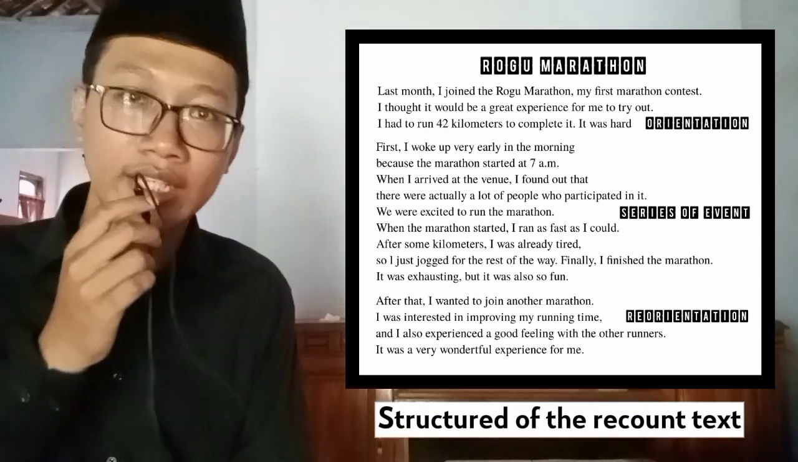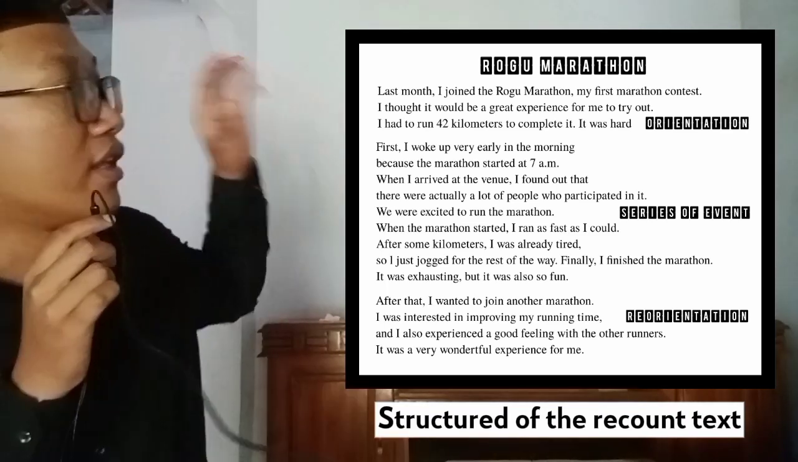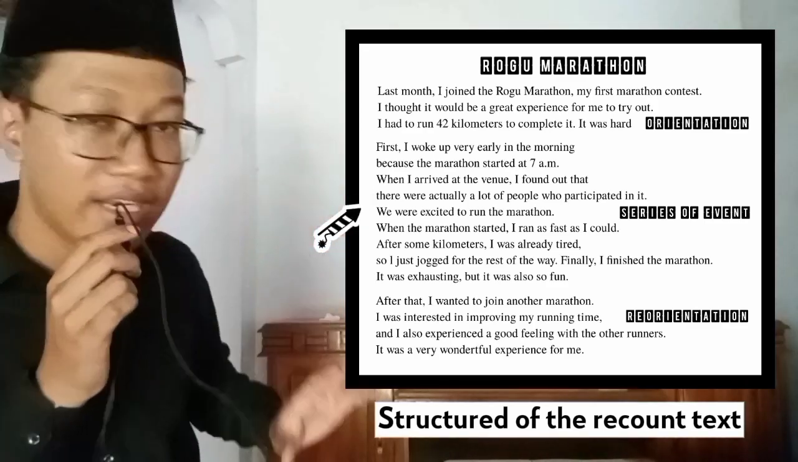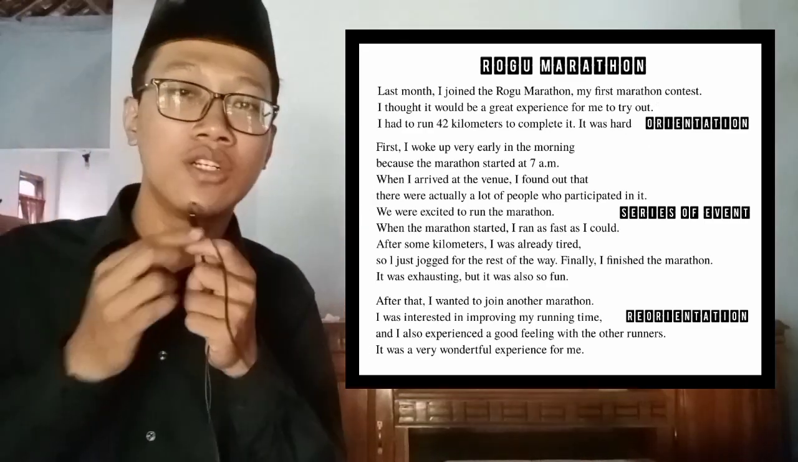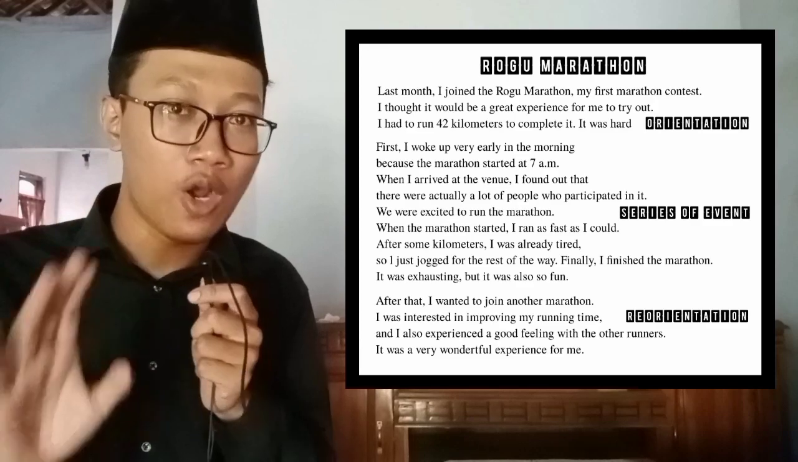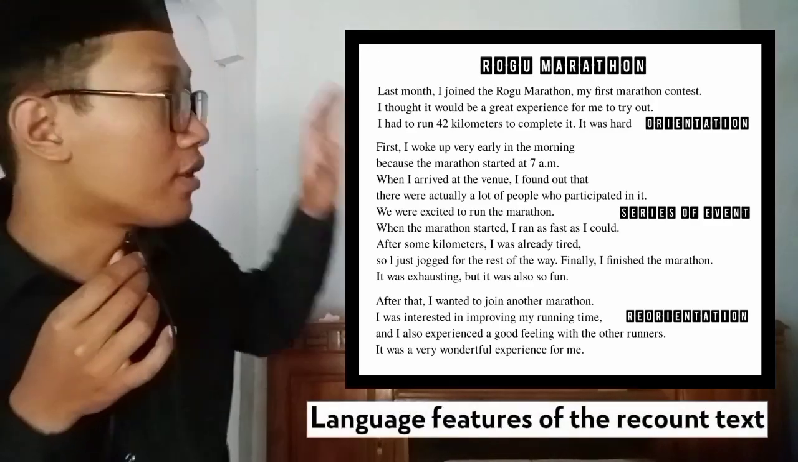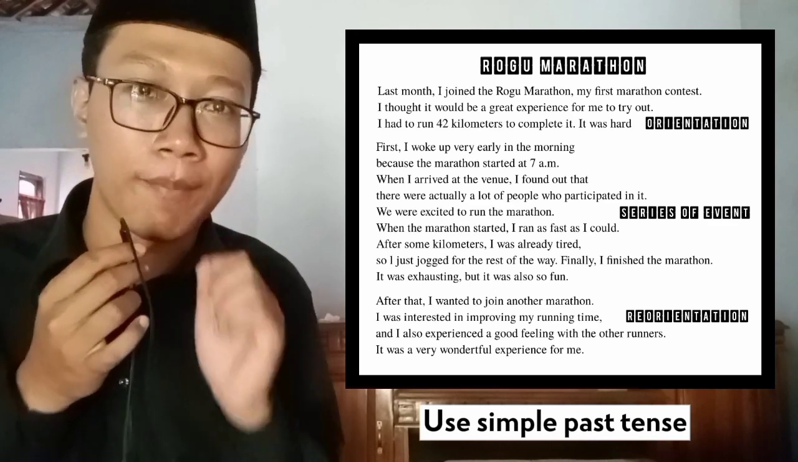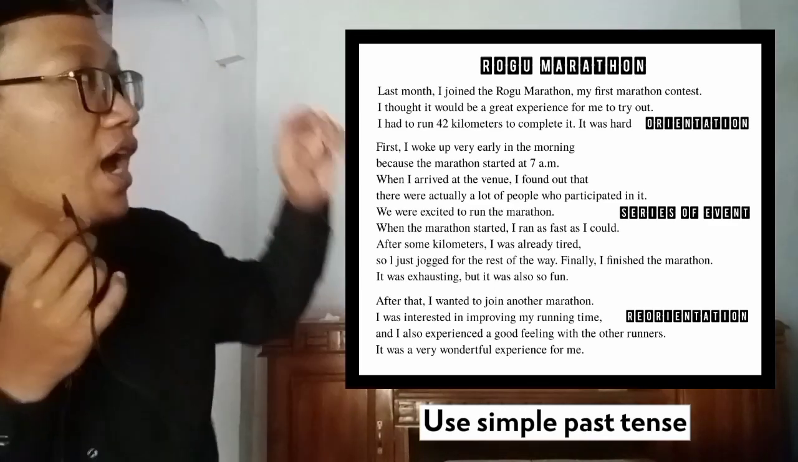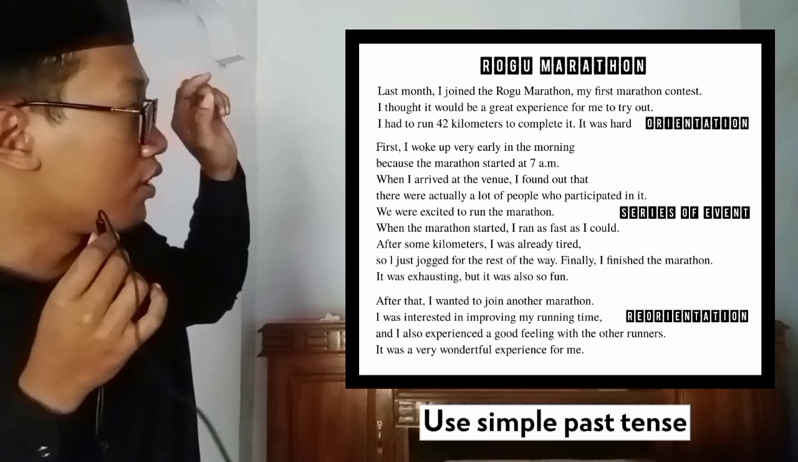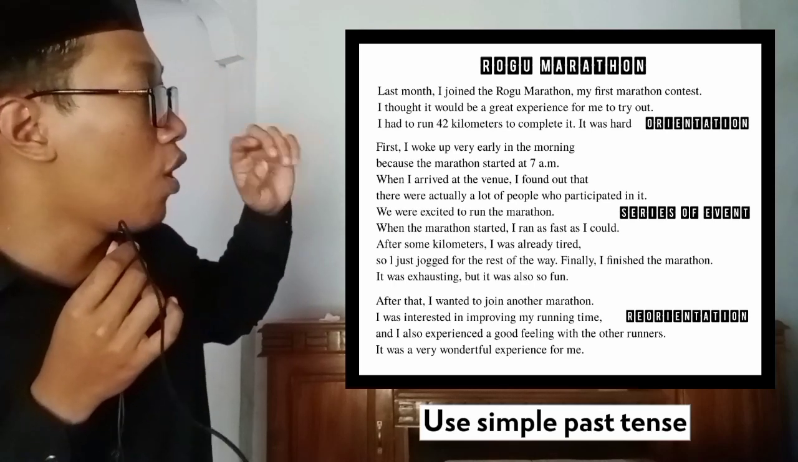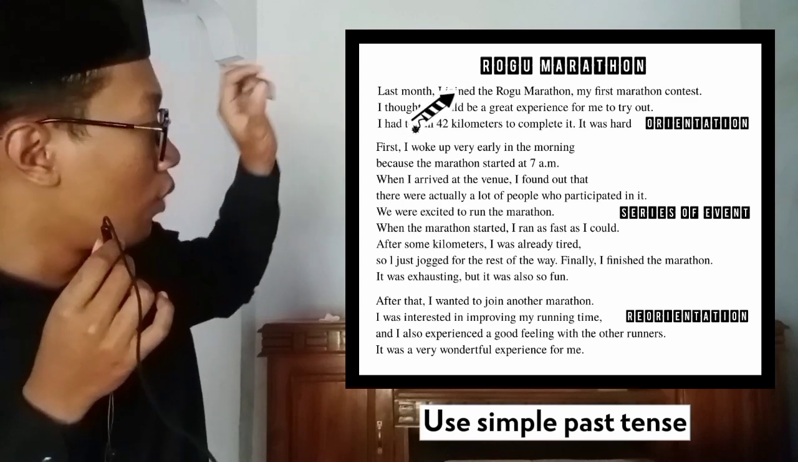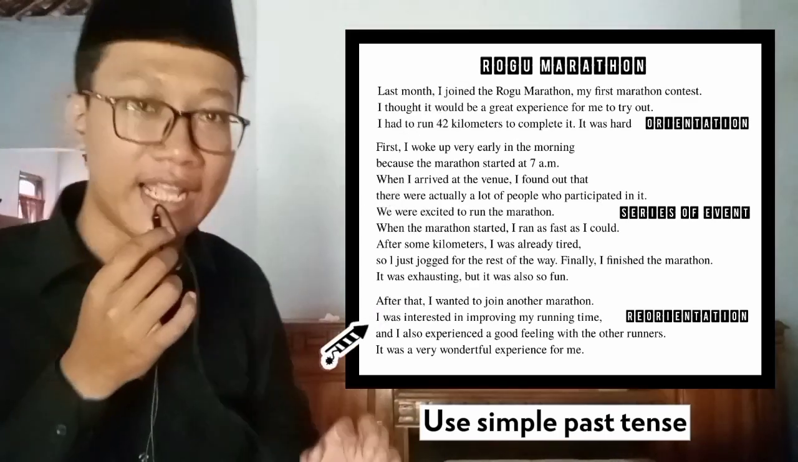There are three structures in here: orientation, series of events, and reorientation. We move to the language features of the recount text. We will discuss this text. First, the use of the past tense. In here, there are examples of past tense use: I joined, we were, and I was interested.